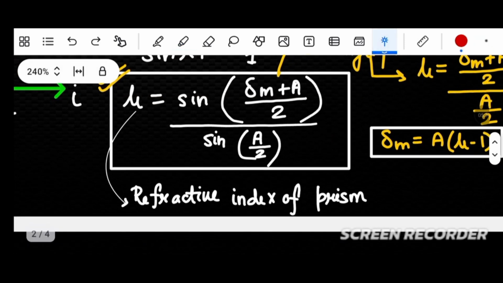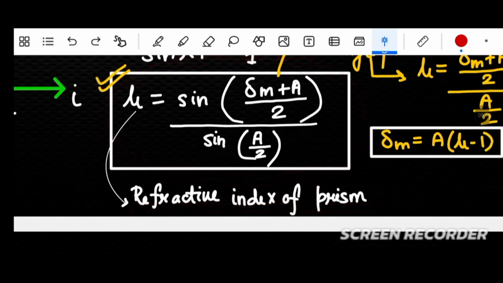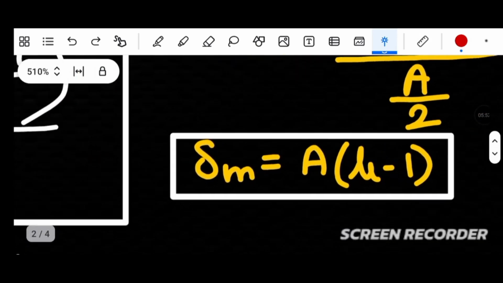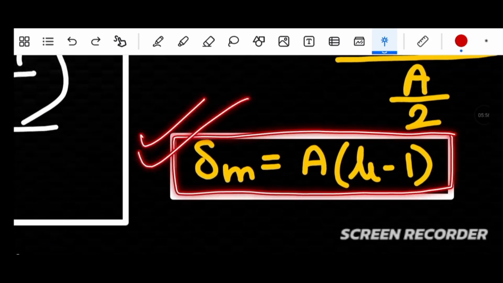But this is the refractive index of the prism. This is the formula of the refractive index of the prism: sin((δm + A)/2) by sin(A/2). And if we approximate it in terms of small angle, then we will get δm equal to A into (μ minus 1).